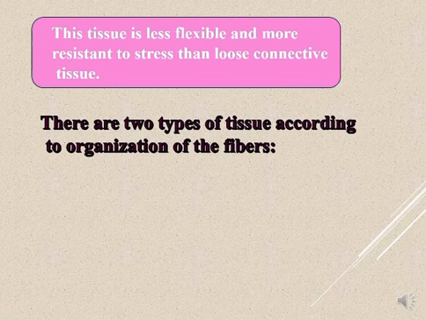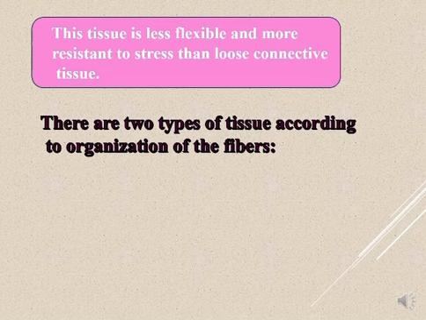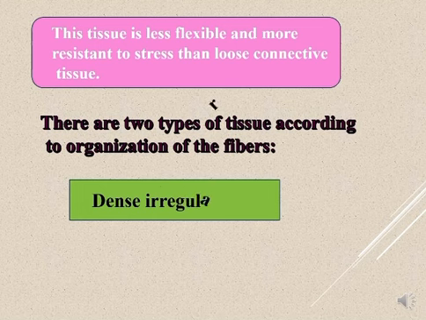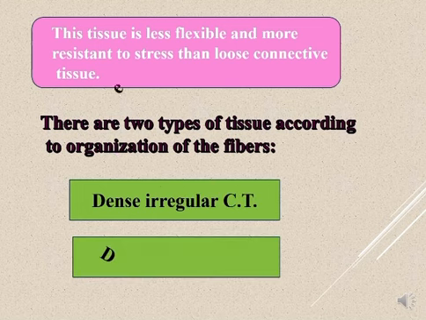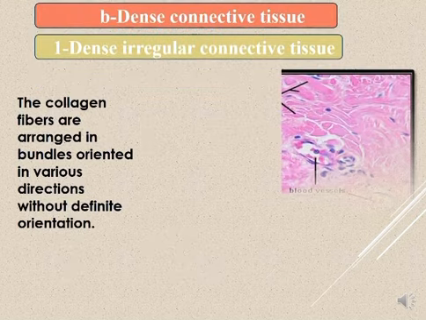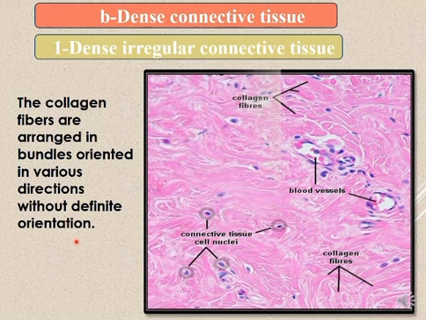There are two types of this tissue according to the organization of the fibers. These are dense irregular connective tissue and dense regular connective tissue. What is the characteristic feature of dense irregular connective tissue? من اسم المصطلح dense, densely packed fibers. Irregular, these fibers are irregular in distribution.